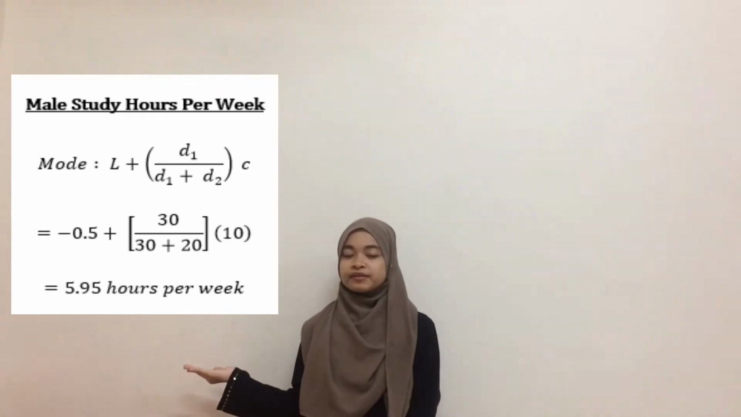Based on the calculation, the mode for male is 5.95 hours per week and the mode for female is 18.50 hours per week. It shows that the maximum frequency for female is 12.55 hours longer than male. We can conclude that most of the females spend 18.5 hours per week, longer than male, which is 5.95 hours per week.